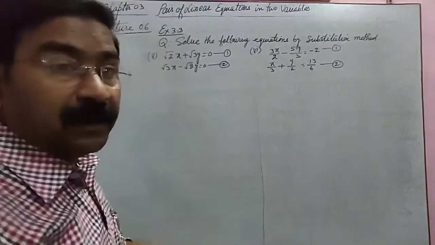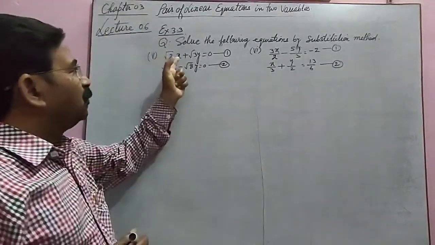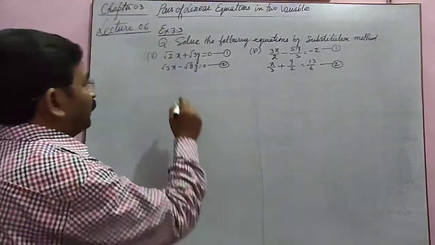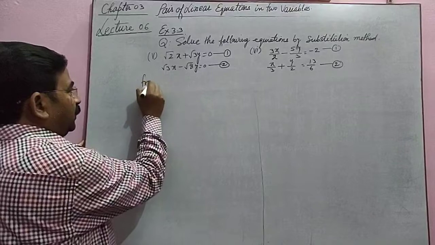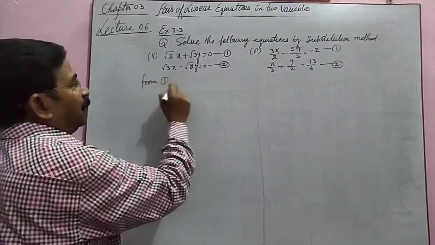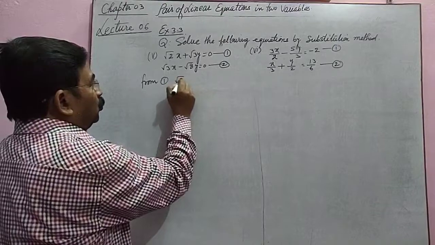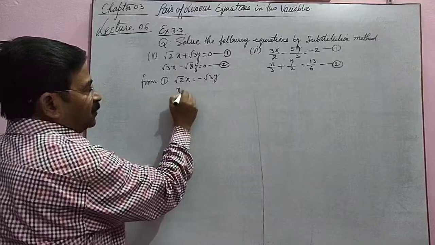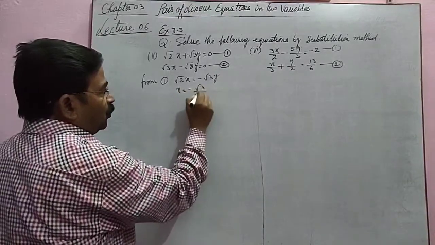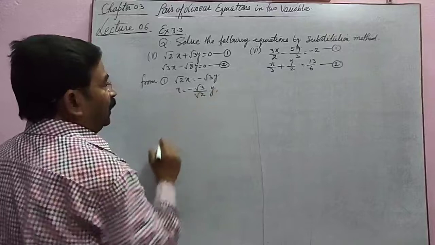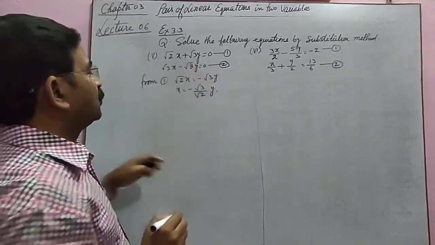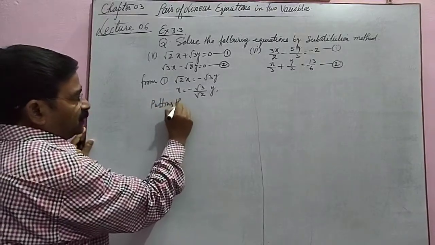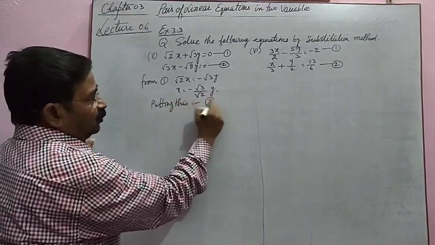Let's see how to solve by substitution method. From equation number 1 or 2, get the value of any of the variables. Like I am writing, see, from equation 1 I am writing root 2x is equal to minus root 3y. So x is equal to minus root 3 upon root 2 y, and put this value in equation number 2. Putting this in equation 2.